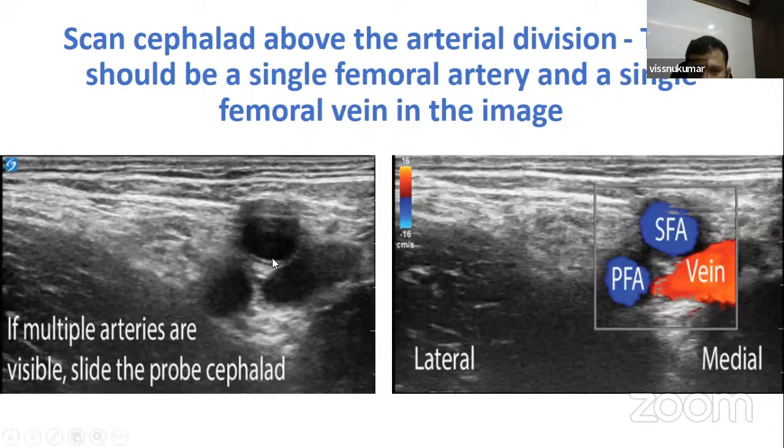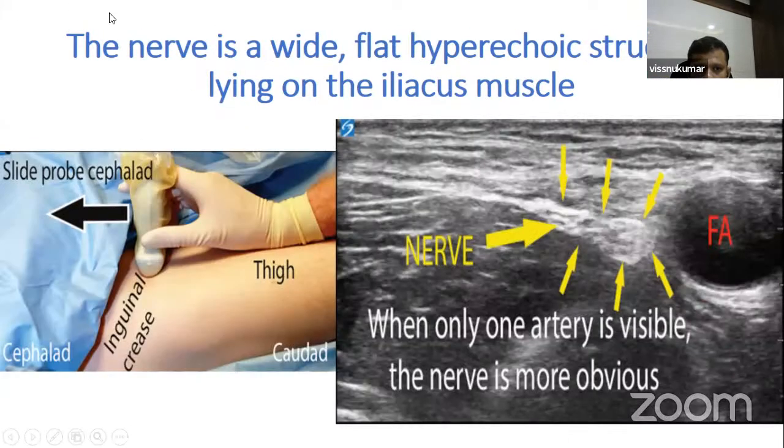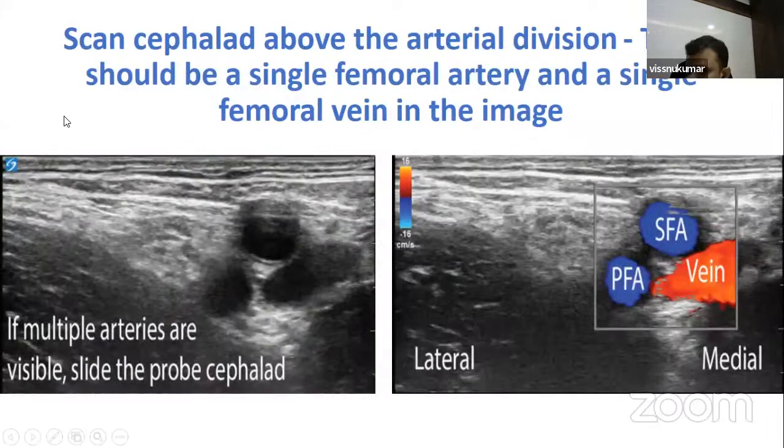So these are nothing but the branches of the femoral artery, that is the superficial femoral artery and the deep artery of the thigh, or profunda femoris artery, and there will be a femoral vein. Okay, so the first thing is you have to palpate the femoral artery, place the probe over the femoral artery and identify the vessels. And if you are seeing more than 2 vessels, you have to scan proximally, until there is a single femoral artery.